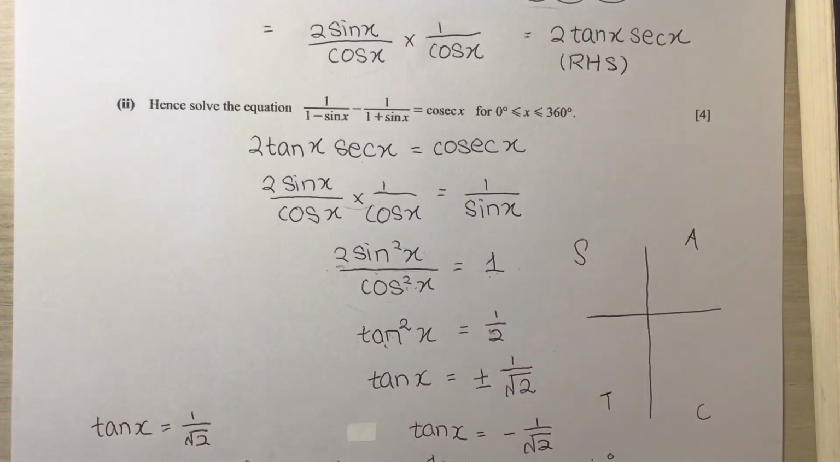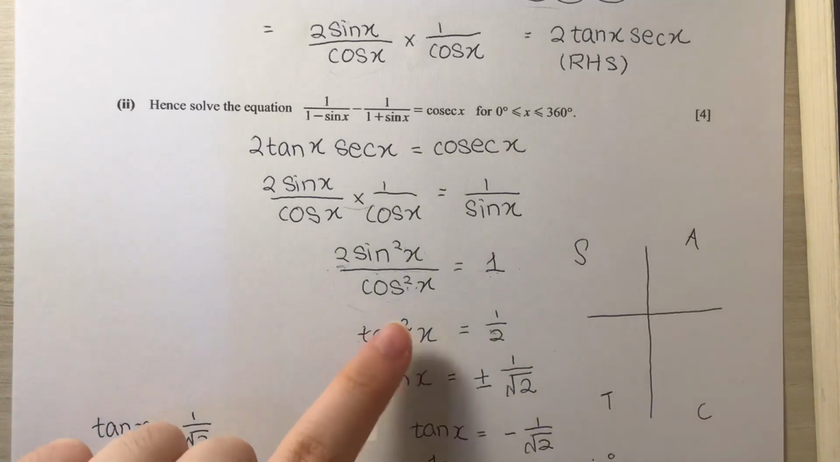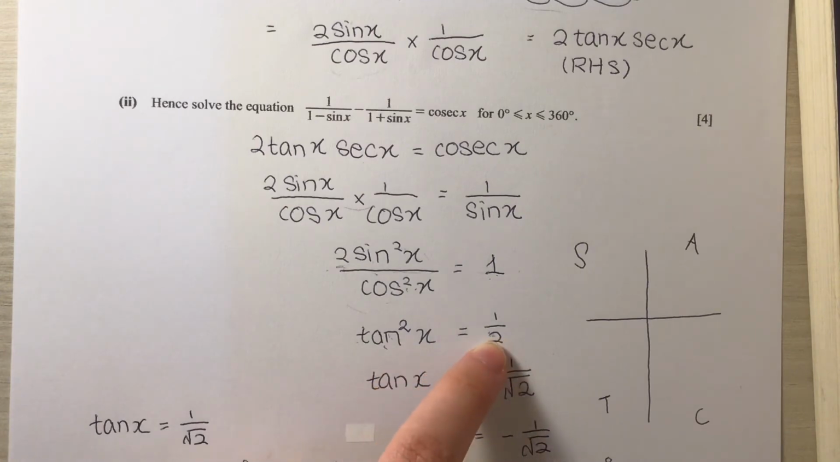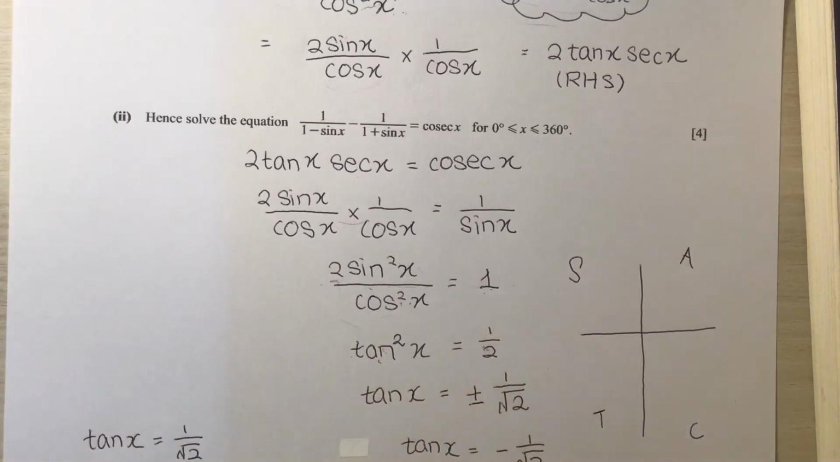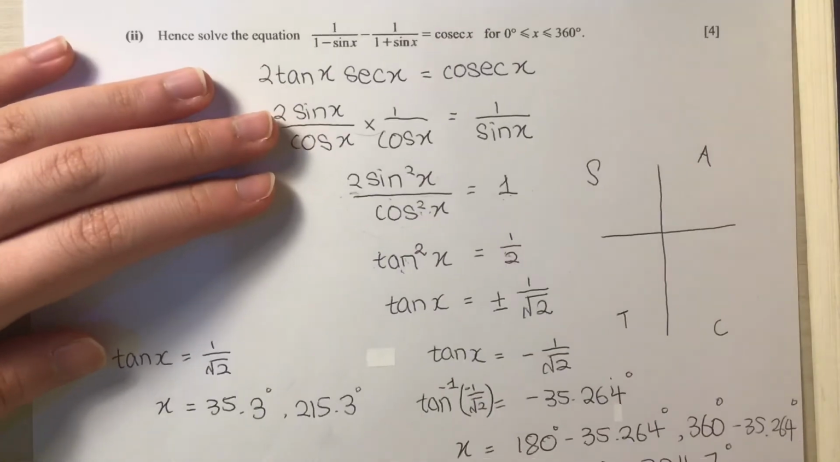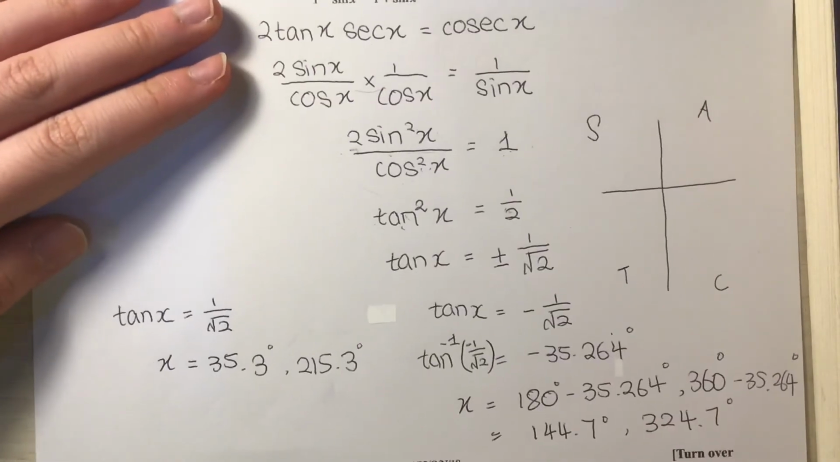That tangent x can be either equal to positive or negative 1 over square root of 2, because this is a square. So when we square root the 2, we can either get a positive or negative value. And we have to consider both positive and negative 1 over square root of 2.